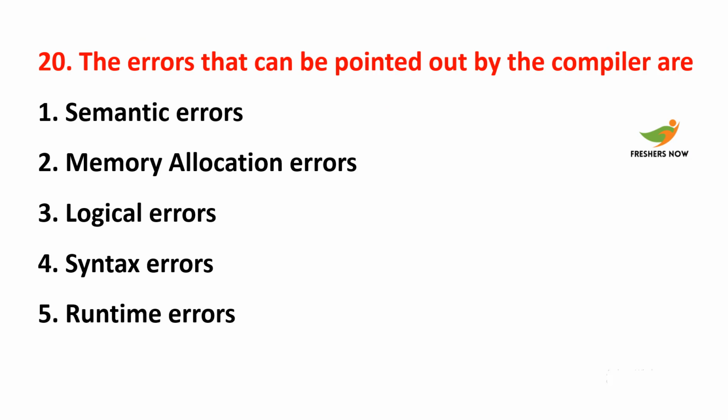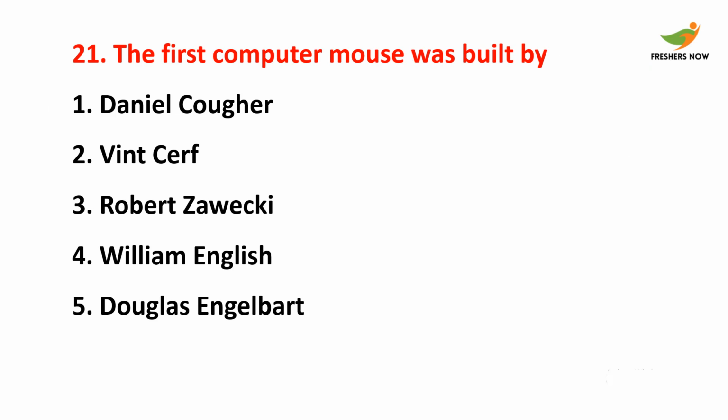20th question, the errors that can be pointed out by the compiler are? And the answer is option 4, syntax errors. 21st question, the first computer mouse was built by? And the answer is option 5, Douglas Engelbart.